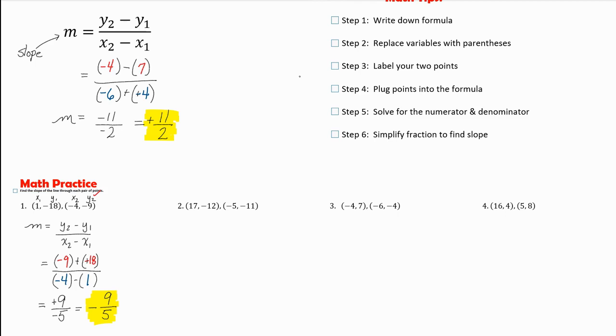Welcome back. Now let's go ahead and solve. You've had a chance to work on these 3 problems. Let's go ahead and write that formula down. And you're going to get practice a lot in this lesson of writing the formula down, making sure we label correctly what is x sub 1 and x sub 2 and y sub 1 and y sub 2. So next we have our parentheses.